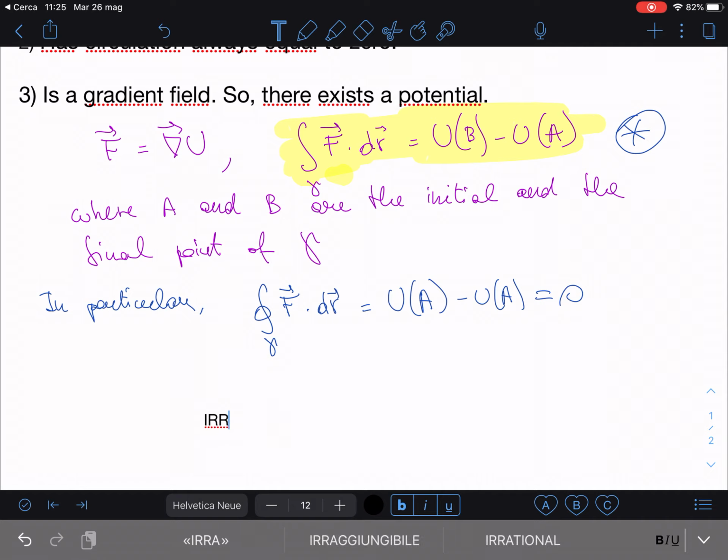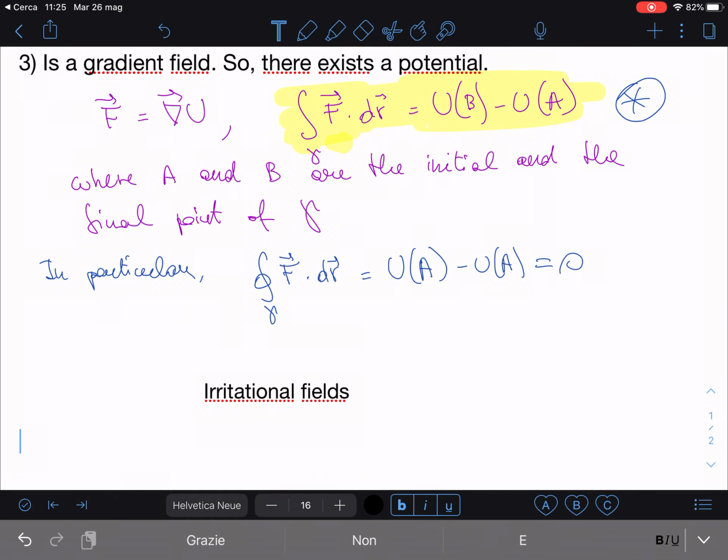It is very difficult for me, sorry, I need some time. There is also the corrector, which is very dangerous. Irrotational fields. Good. Okay, this lecture is irrotational fields. Irrotational. Okay.